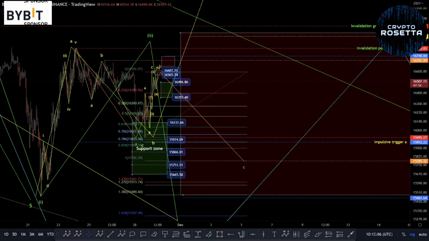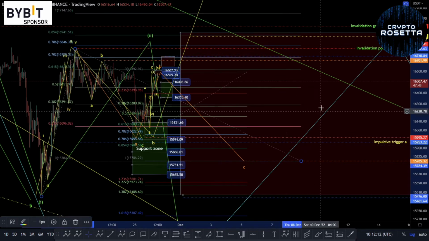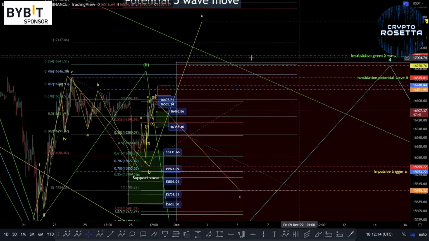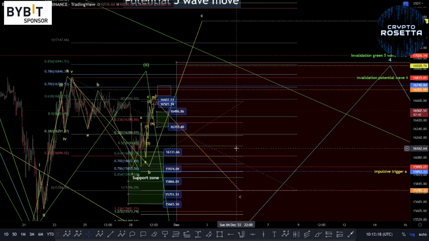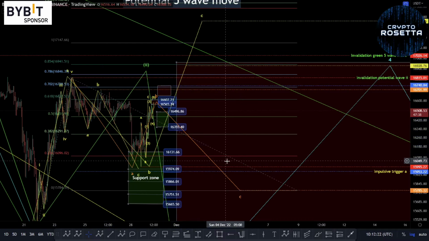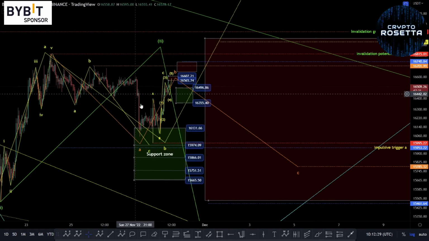That would, at a 1-to-1, that would be taking us up to the 17,147 area, should that develop. There's a few things that can happen here, so we need to just be mindful that's one possibility I'm looking at. The other possibility is that we could actually have extension within this.